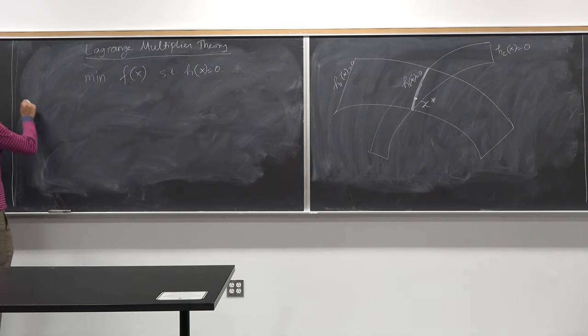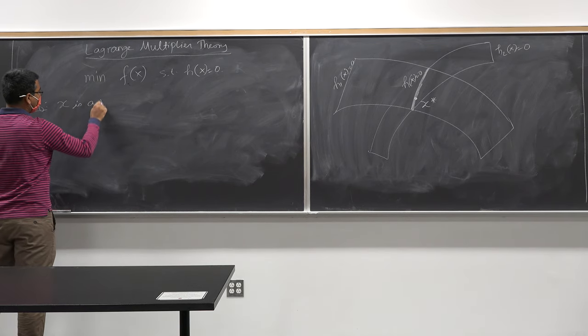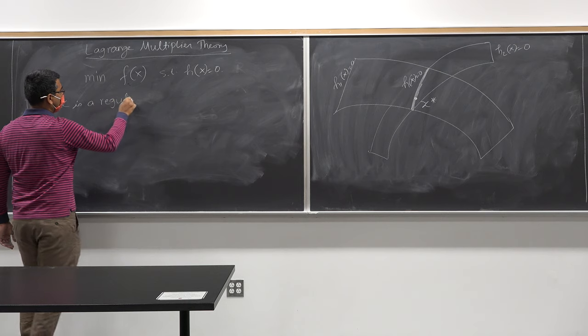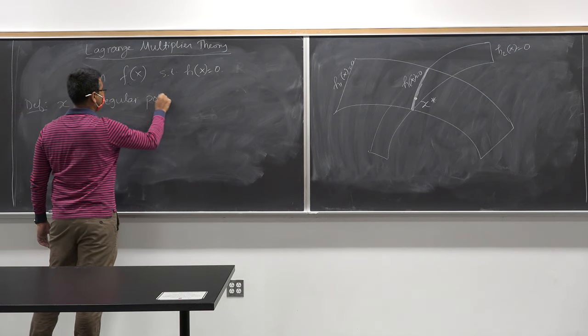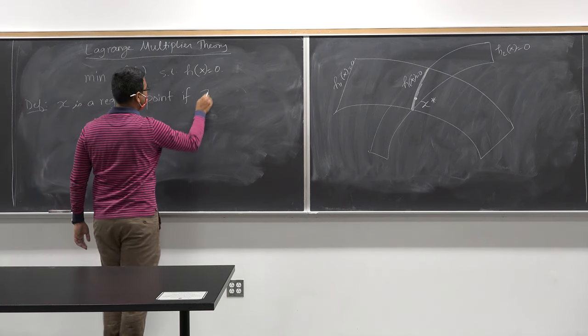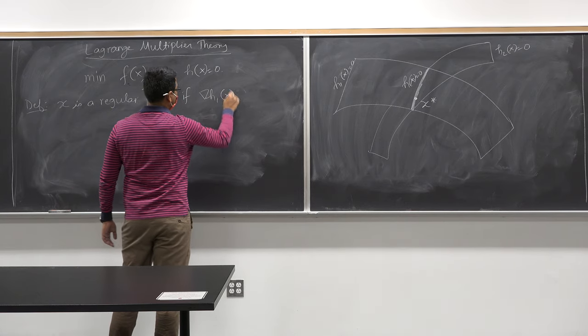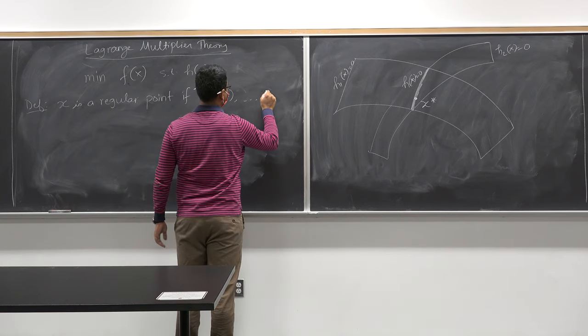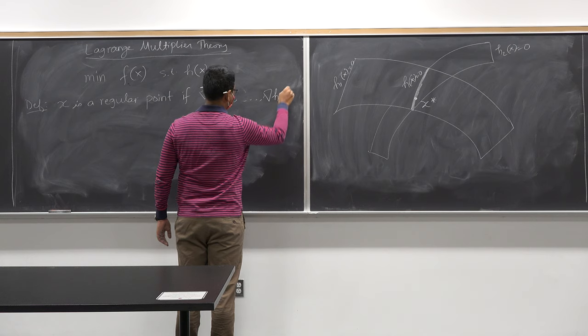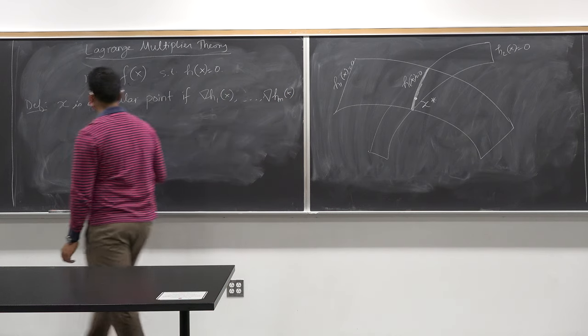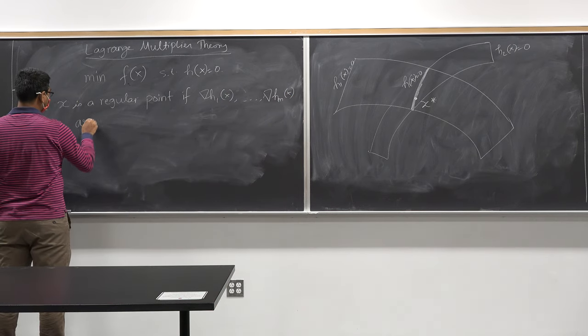So I have to define something. So x is a regular point if gradient of h1 of x, through gradient of hm of x, are linearly independent vectors.